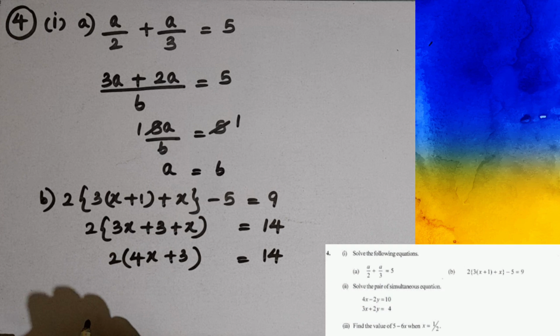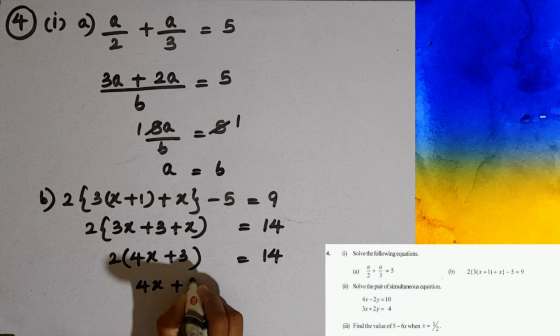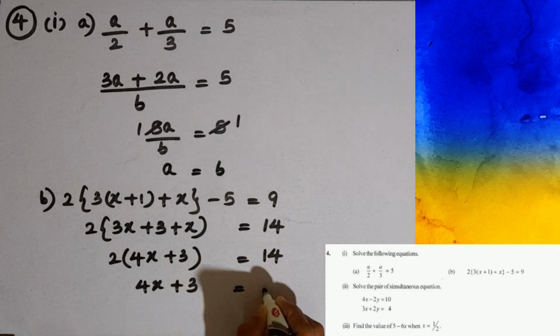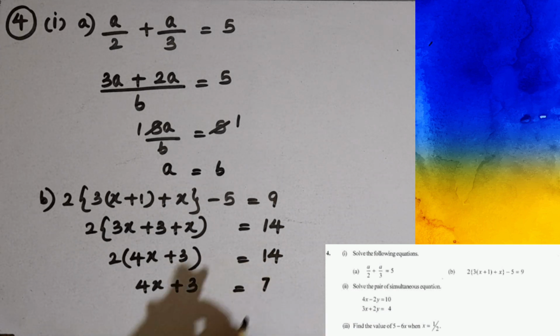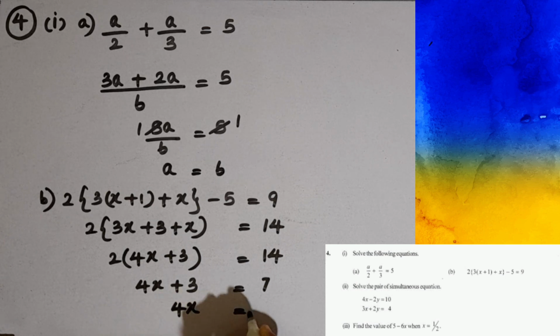Then you can divide both sides by 2. Then you get 4x plus 3 equal to 14 divided by 2 is 7. Then 4x equal to 7 minus 3, that is 4. Then you can divide both sides by 4. Then x equals 1.